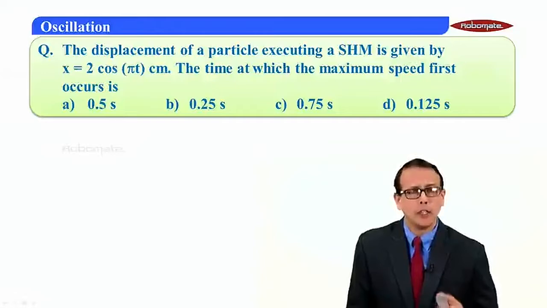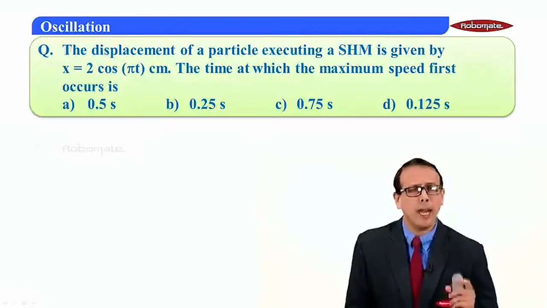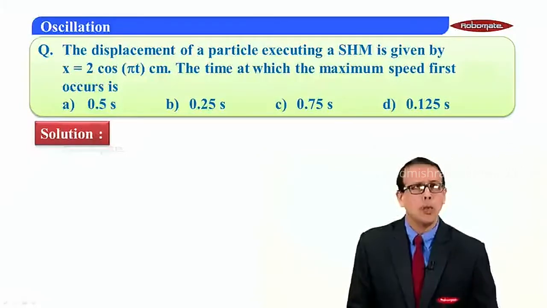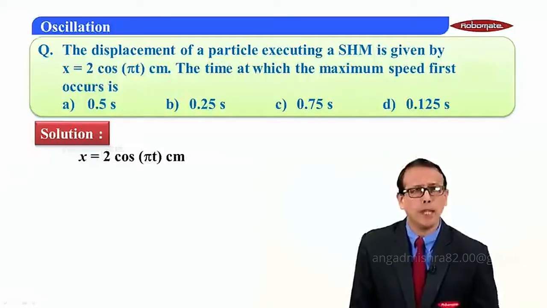In order to find first occurs, first I should know where is the position of the particle at t = 0. Also students, we know speed is maximum at mean position. So let's see where did the particle start its motion from. Let's begin with the given equation, which is x = 2 cos πt.